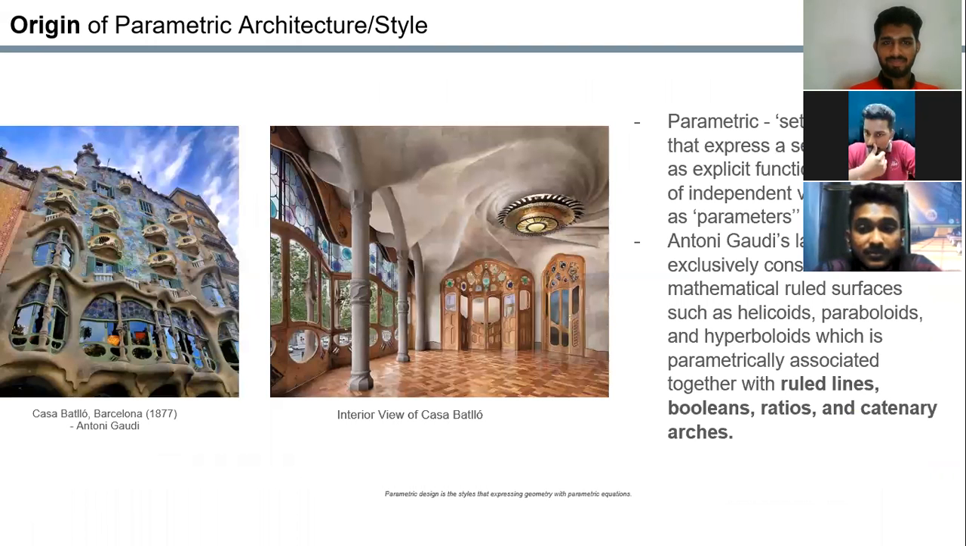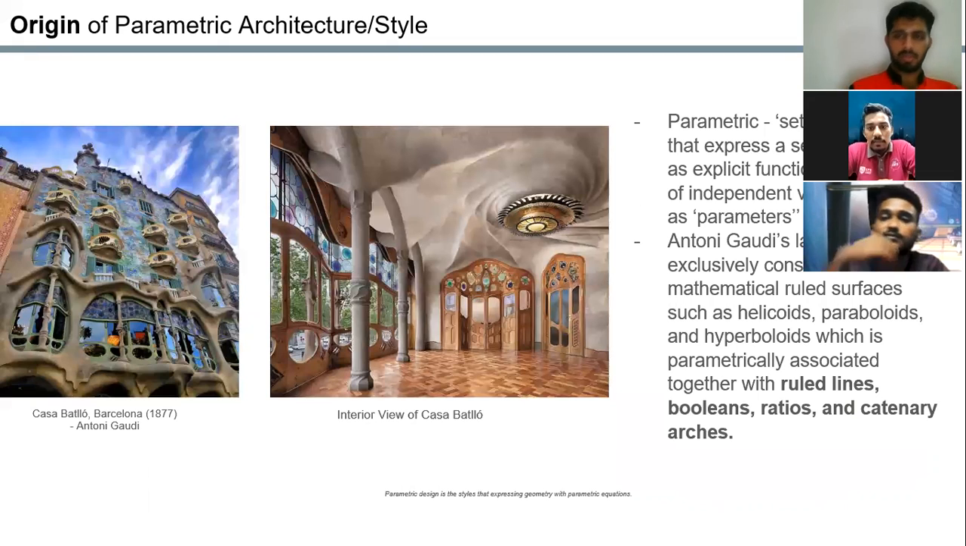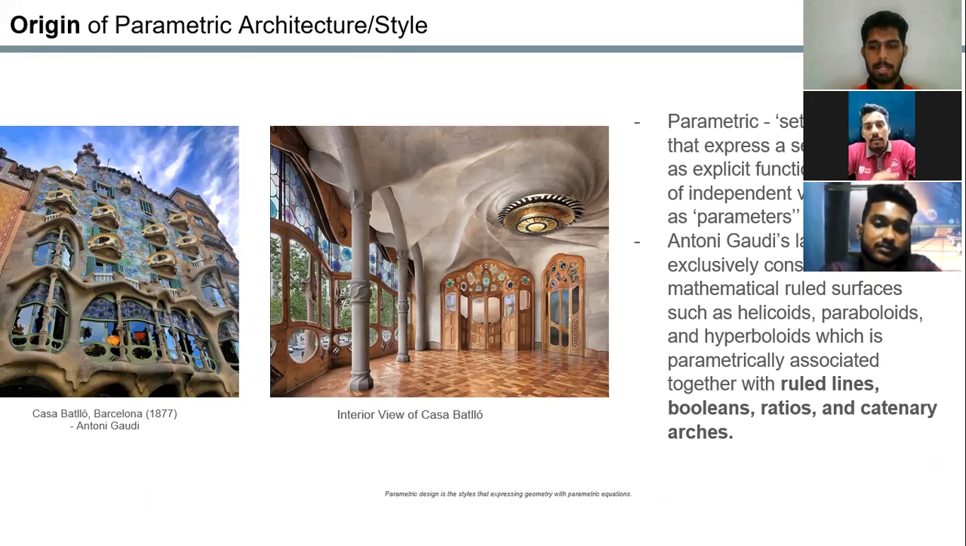Parametric here means a set of equations that express a set of quantities as explicit functions of a number of independent variables, known as parameters. Antoni Gaudí's later architecture exclusively consists of mathematical ruled surfaces such as helicoids, paraboloids, and hyperboloids, and in terms of ruled lines, Booleans, ratio, and catenary curves. The images on the left are examples of parametric architecture or style.